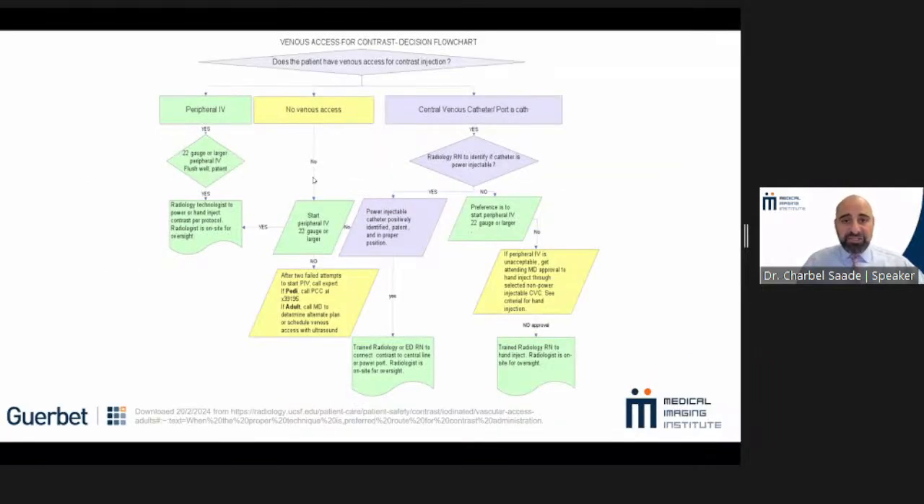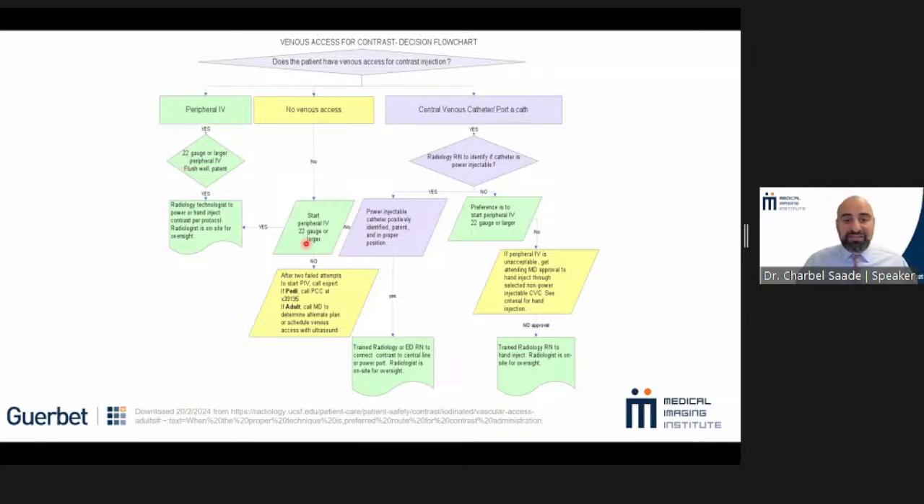So normally, if we just take a look here, does the patient have venous access for the contrast injection? If it has peripheral, of course, you can go 22 or 20 gauge catheter, depending on your examination type. So if it's a CTA or it's a normal post-contrast CT, you could use 20 gauge, or if you want to go standard 22 gauge for standard routine injections. But again, this must come back to what is approved in your institution.